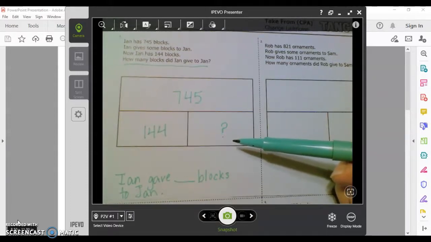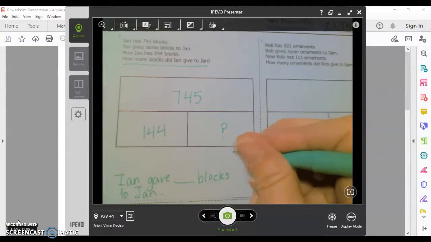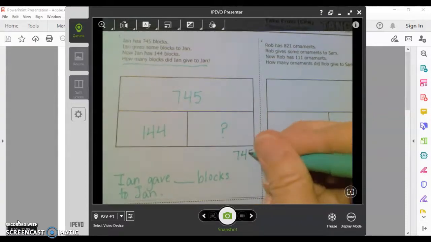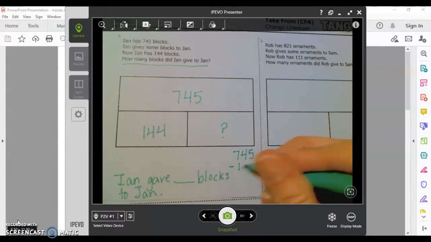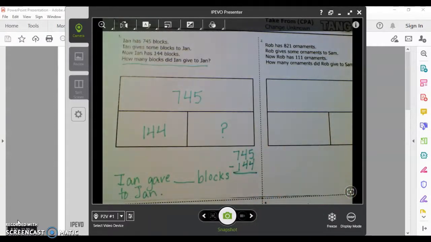So the last step is to solve an equation. I'm going to write this out. 745 minus 144. Go ahead and write this equation on your paper. Pause if you need to.